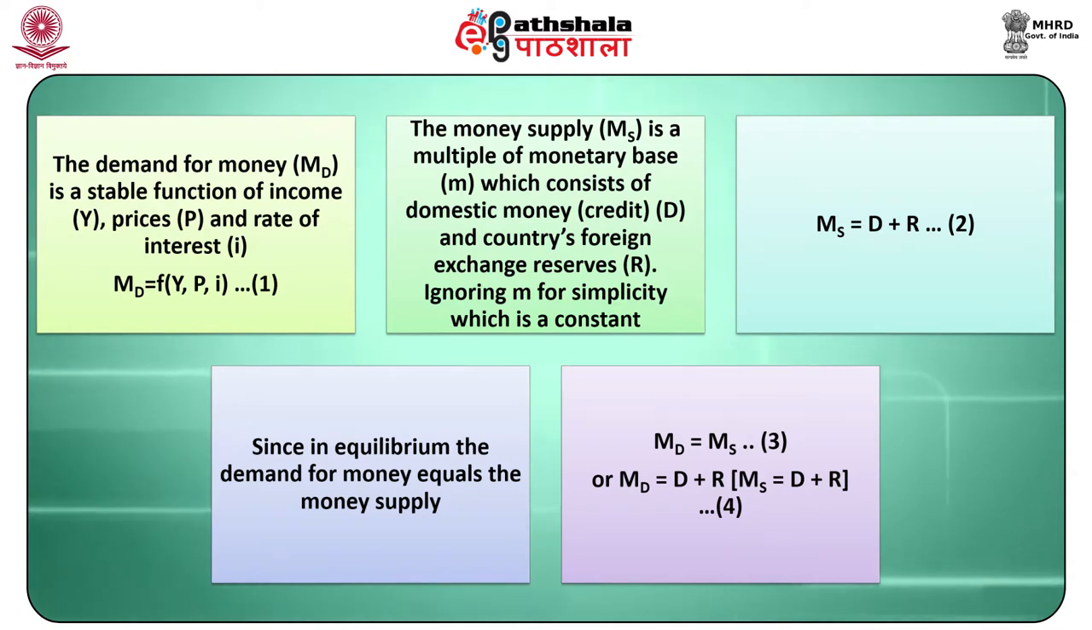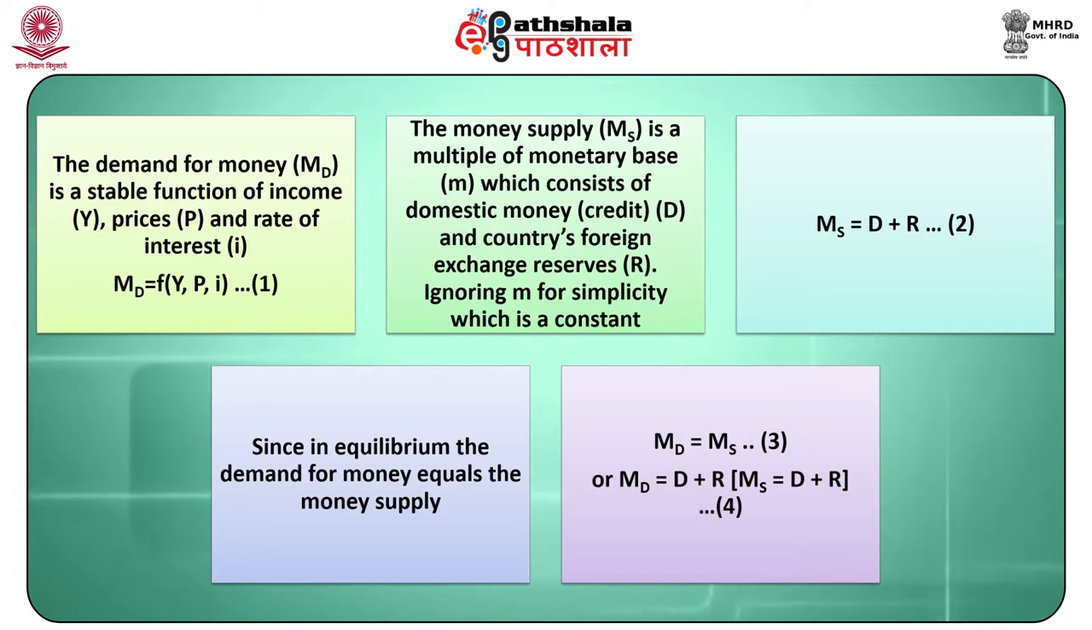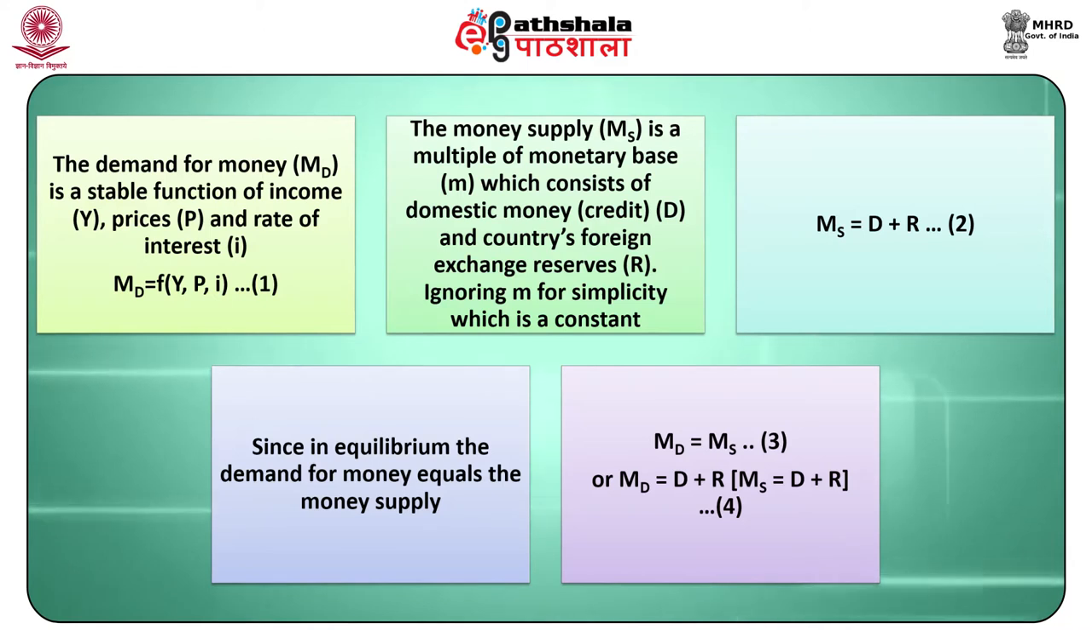The money supply, that is MS, is a multiple of the money base, that is m, which consists of domestic money, D, and the country's foreign exchange reserves, that is R. Ignoring small m for simplicity, which is a constant, we can say that MS equals D plus R. This is given as equation 2.